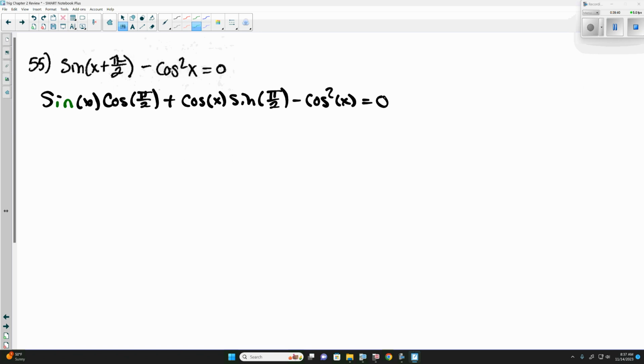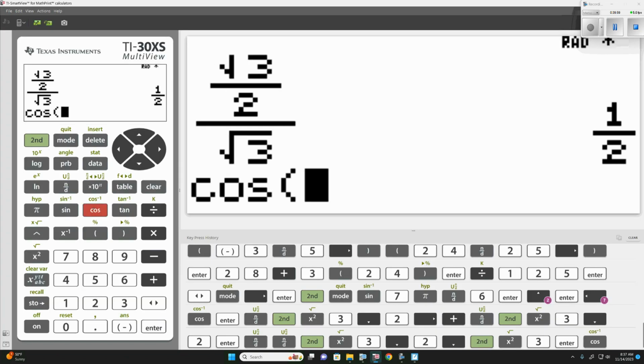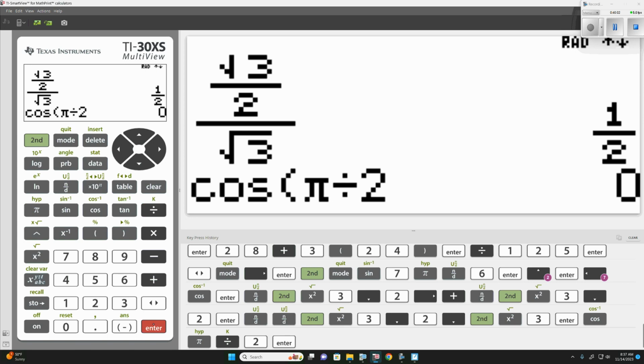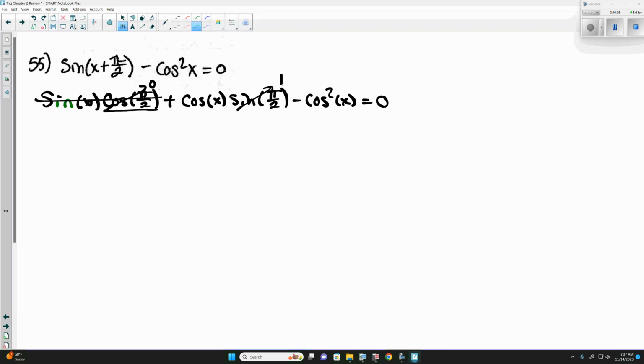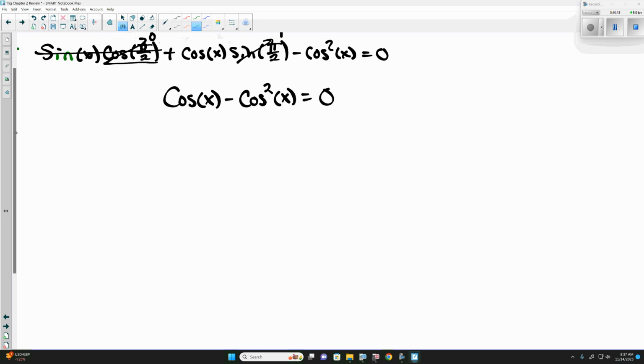And this is one of those that's going to get big and then small. Because cosine of pi over 2 is 0, because it's straight up. So that is 0, which means that first statement is 0. Cosine of pi divided by 2 is 0, which means sine is 1. So it's really just telling us that we have cosine of x minus cosine squared of x is equal to 0.